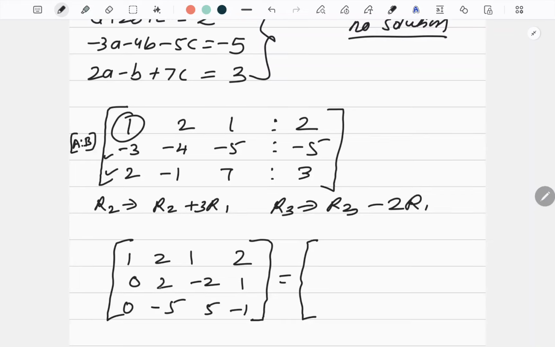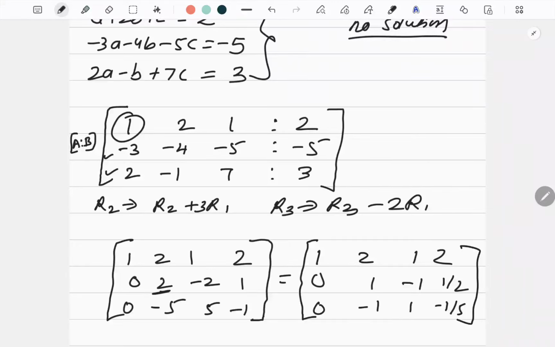Right? Now make this number 1. So 1 2 1 2, 0 1 minus 1 1 by 2. So basically I am trying to reduce it to echelon form. Now third row divide by 5. So I'll get minus 1, 1 and 1 by 5. Correct?